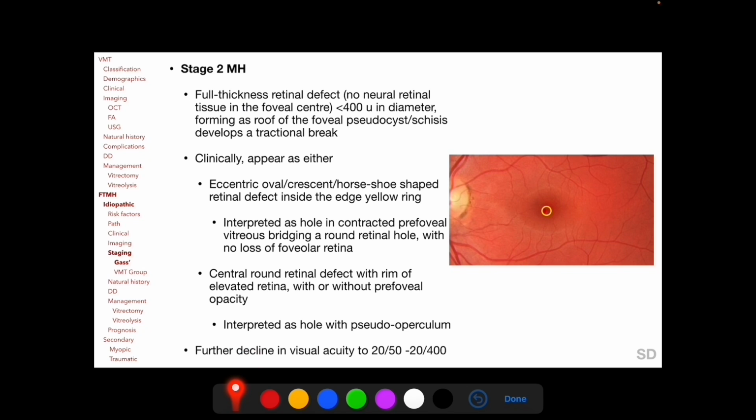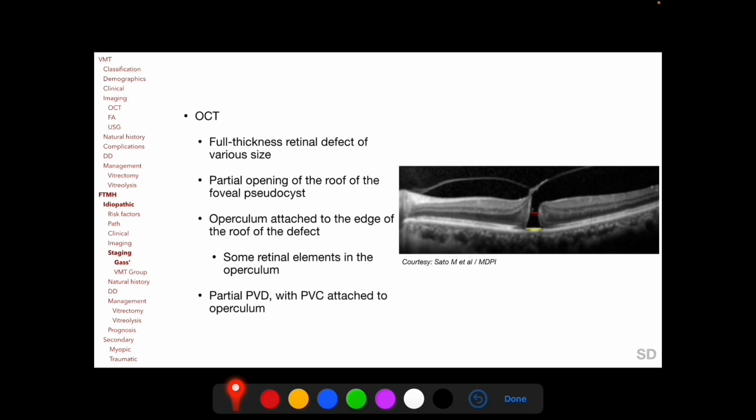of 20/50 to 20/400. OCT in Stage 2 macular hole shows a full thickness retinal defect due to partial opening of the roof of the foveal pseudocyst, often with an operculum attached to the edge of the roof of the defect and with the posterior vitreous cortex still remaining attached to either the operculum or to the edge of the roof of the defect.